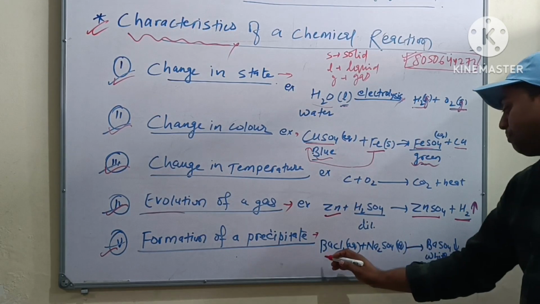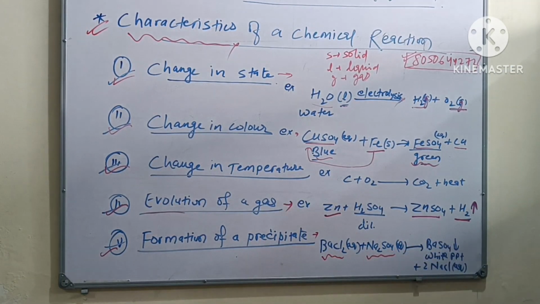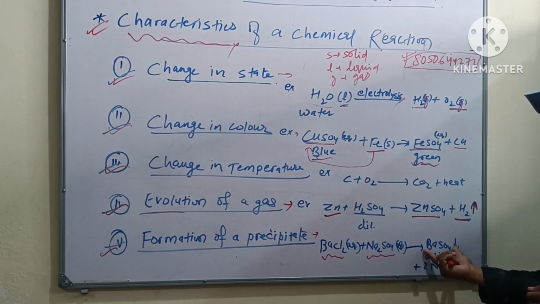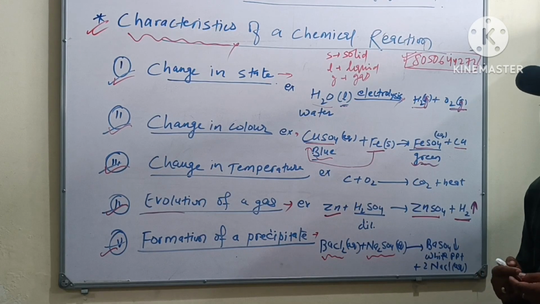I have taken an example, barium chloride solution and sodium sulfate. Once you mix these two solutions, children, what will happen? You will get a white color precipitate of barium sulfate plus 2 NaCl, aqueous. So these are the 5 characteristics of chemical reaction.